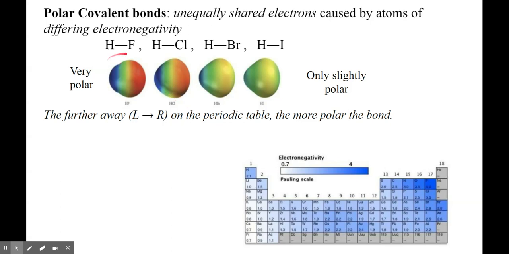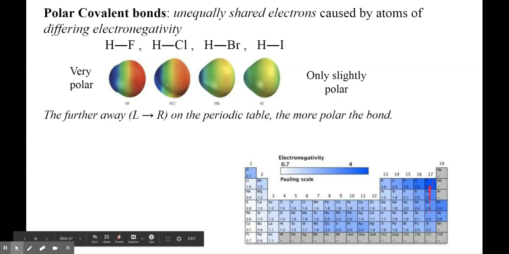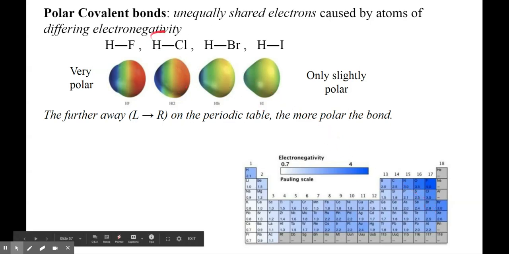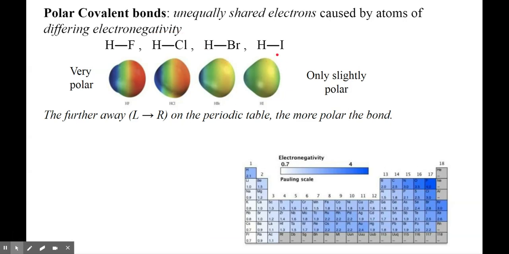Now, not all polar bonds are alike. Up here we have HF, and fluorine being the most electronegative with hydrogen is very, very polar. But remember, on the trend, as you go down, electronegativity drops off. So the difference is smaller in HCl than in HF, so HCl is not as polar as HF. Then bromine, which is even lower than chlorine, is even less polar. And then HI, where the difference is only 0.4, is only slightly polar.